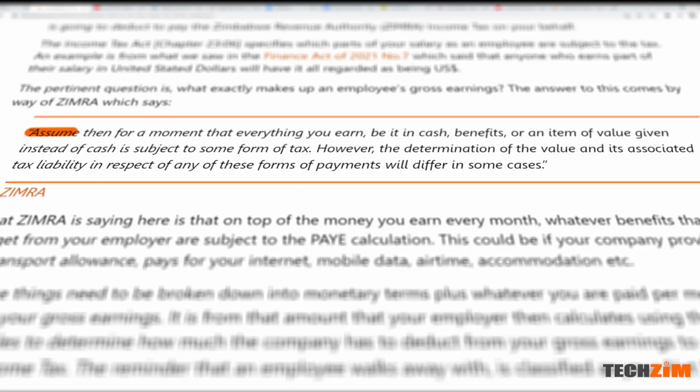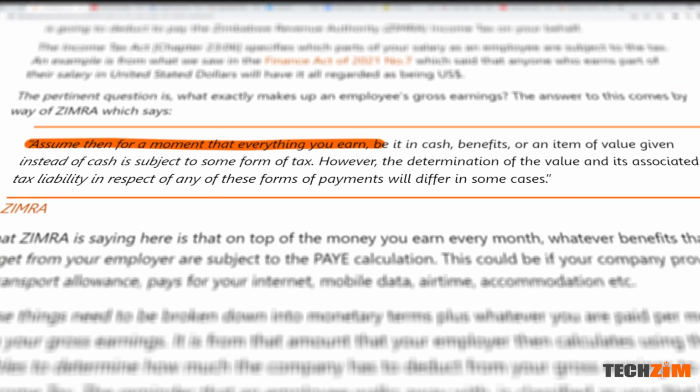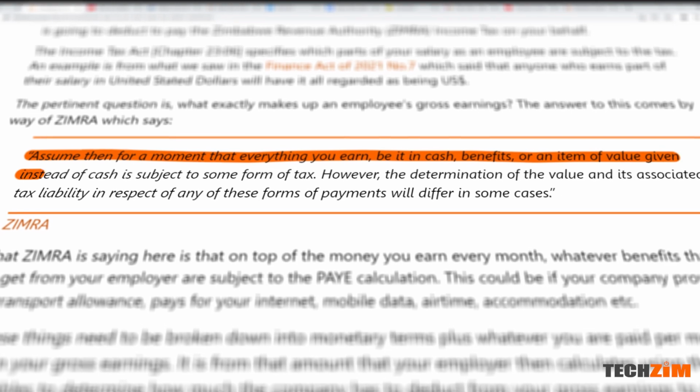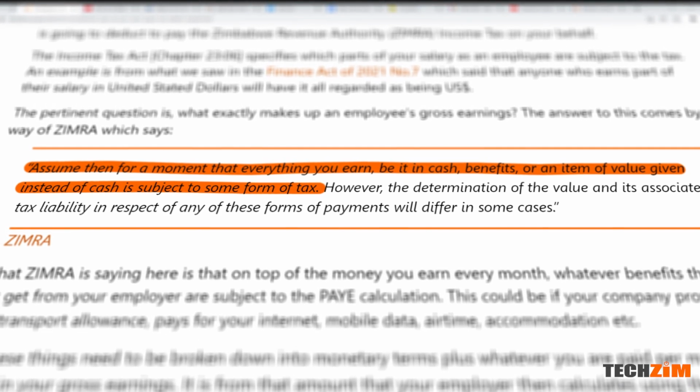So PAYE works on two very simple principles: gross earnings and net earnings. According to the Zimbabwe Revenue Authority, assume for a moment that everything you earn, be it in cash, benefits, or an item of value given instead of cash, is subject to some sort of tax.